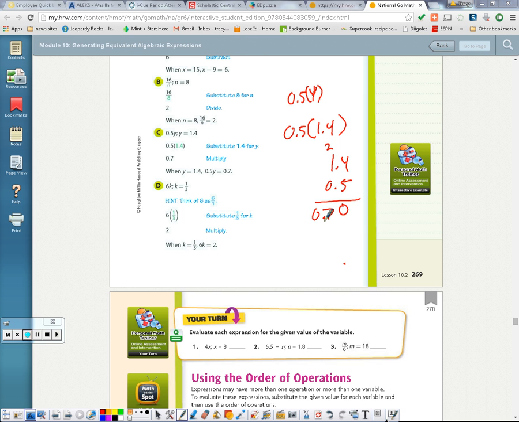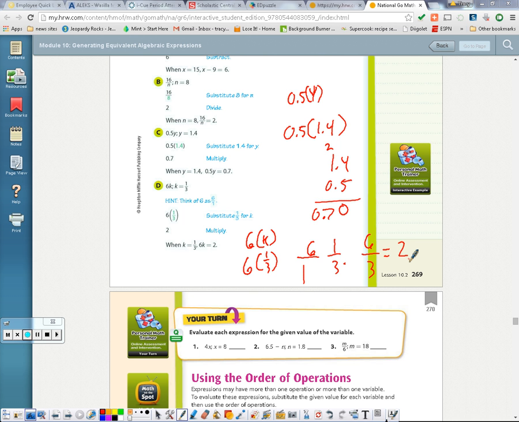Okay, no problem. And D, we have 6k. So that would mean 6 times k. We're going to replace the k with 1/3. 6 times 1/3. We're going to put the 6 over 1 and multiply straight across. 6 times 1 is 6. 1 times 3 is 3. What's 6 divided by 3? 2, exactly.